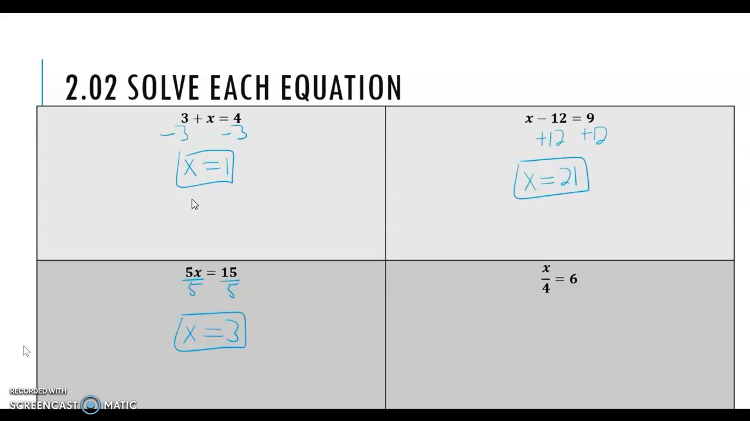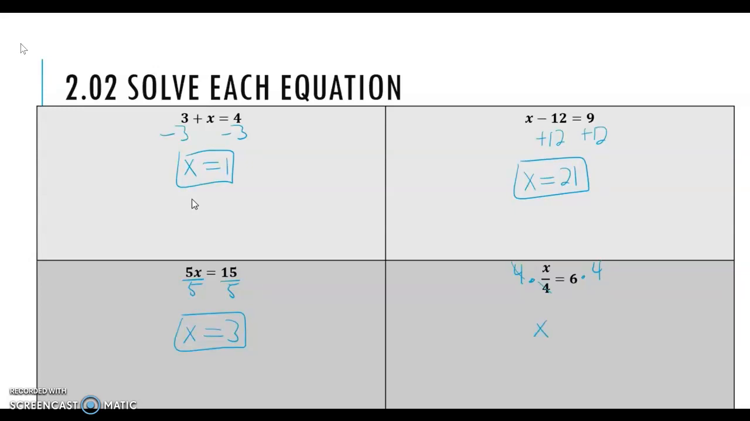And then our last example, x divided by 4 equals 6. Well, the opposite operation of division is to multiply. So if I multiply both sides by 4, then it actually gets rid of my fraction.